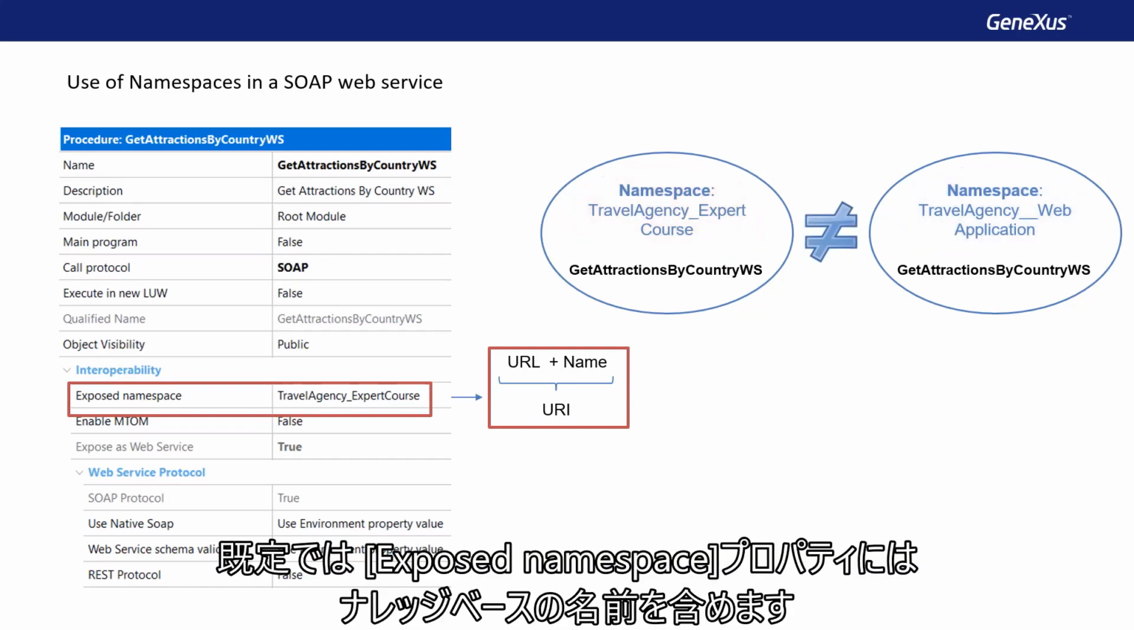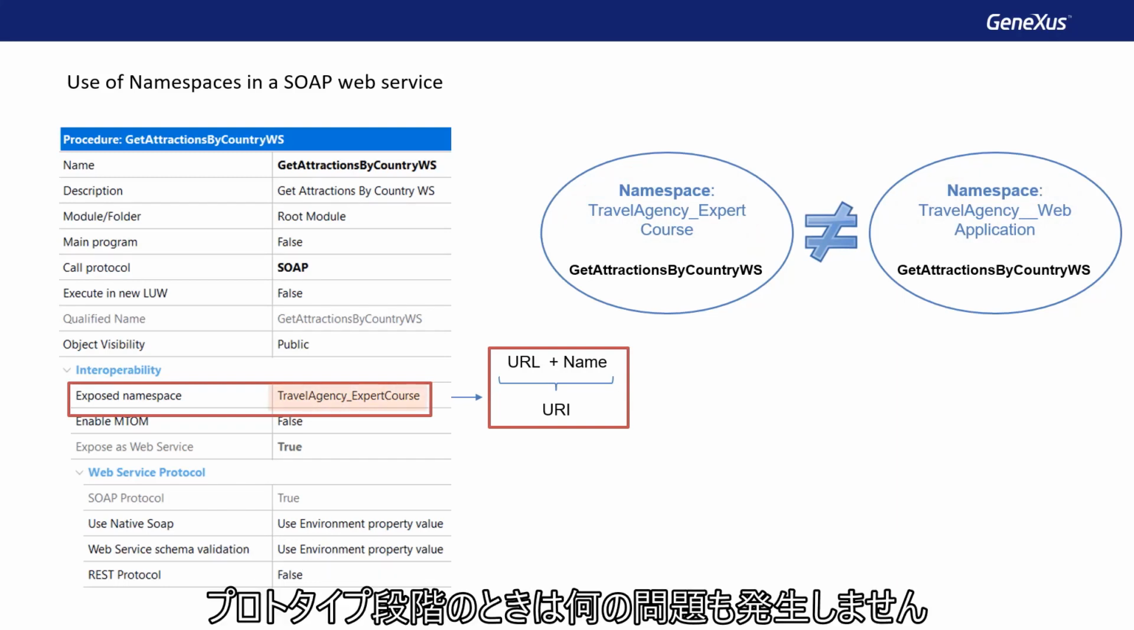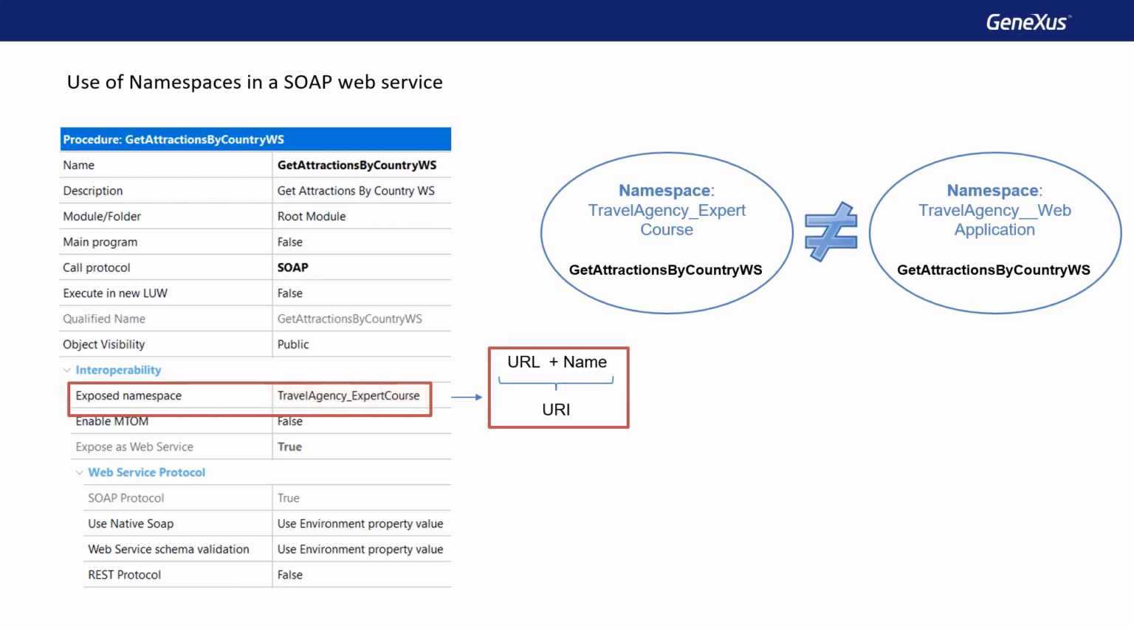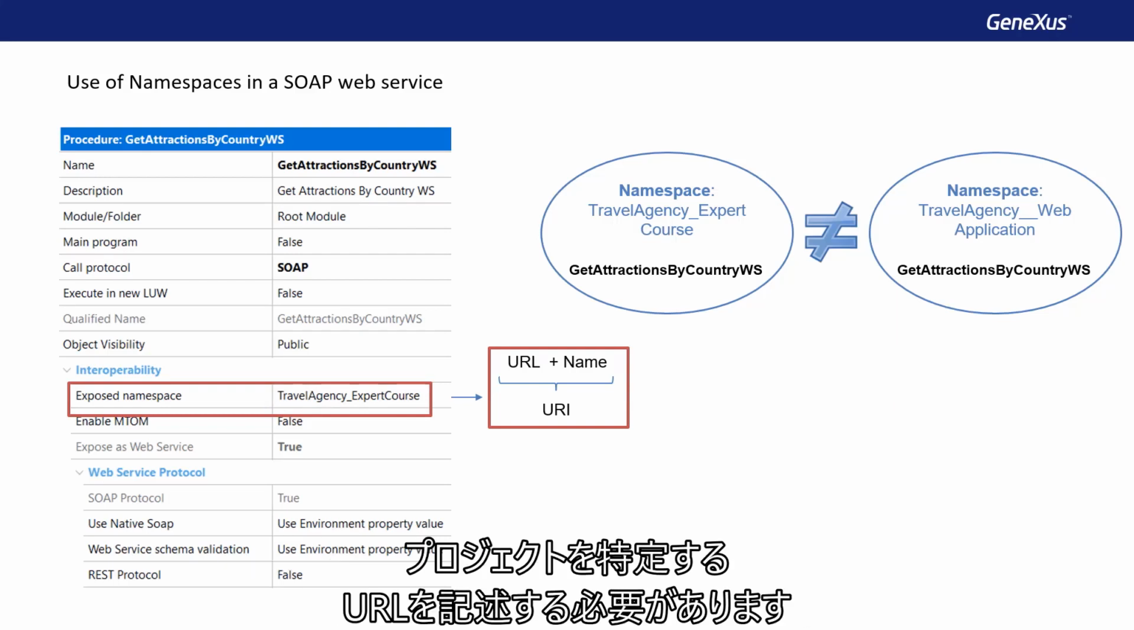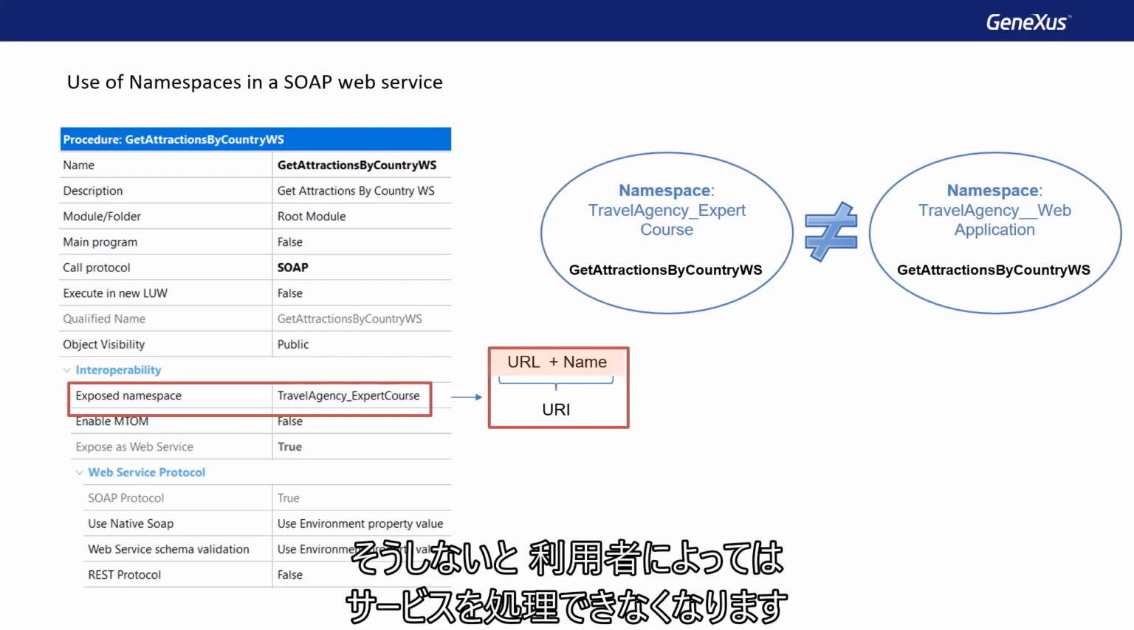By default, the exposed namespace property has the name of the KB, and that does not cause any problems if we're in the prototyping stage. However, when we move the service to the production environment, we must write in this property a URL that identifies the company or the project to which the service belongs. Otherwise, some consumers will not be able to process it.